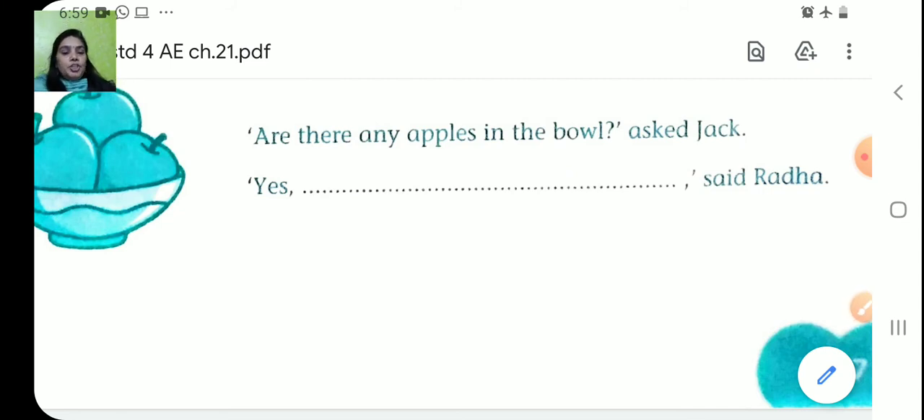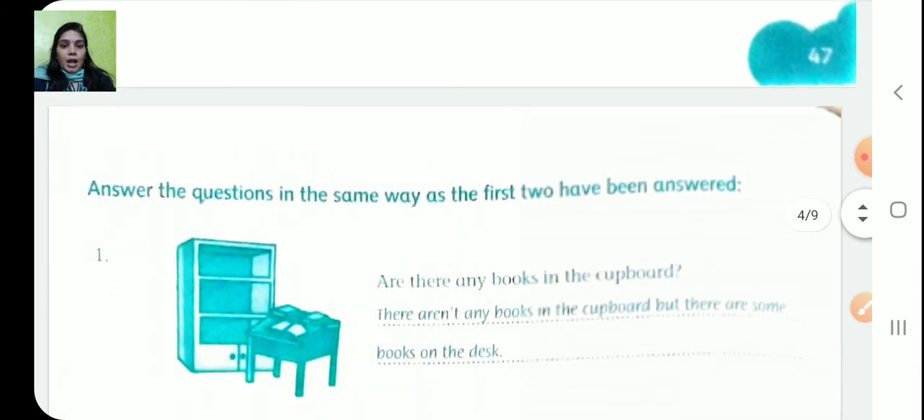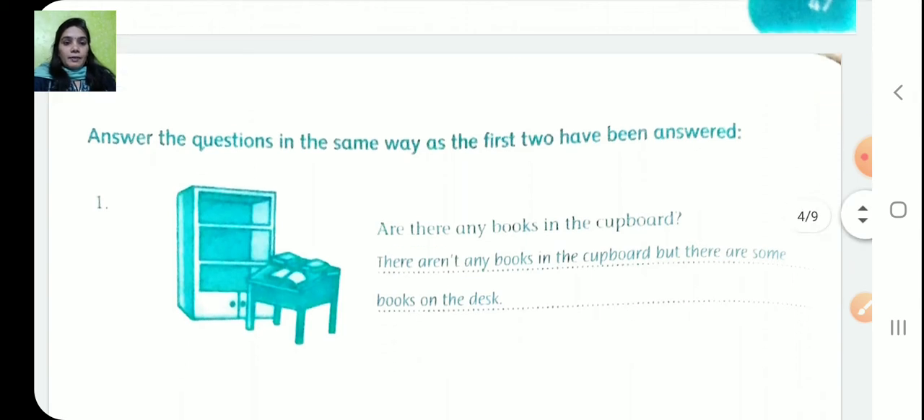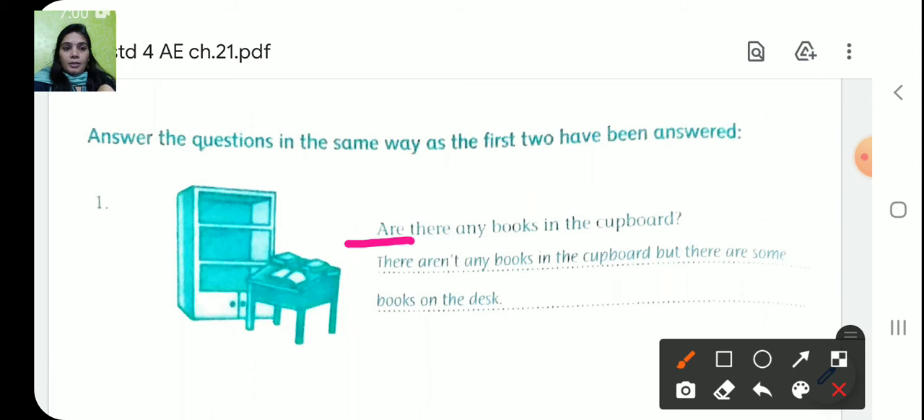So our next page also, now we are going to write. Answer the questions in the same way as the first two have been answered. So the answers are given for the first two questions, okay. Now here you can see the question starts with are. So are there any books in the cupboard? Now see the picture. You are going to combine both the answers you learned in the previous pages. So you are going to write both, yes also and no also. That is how you will write.